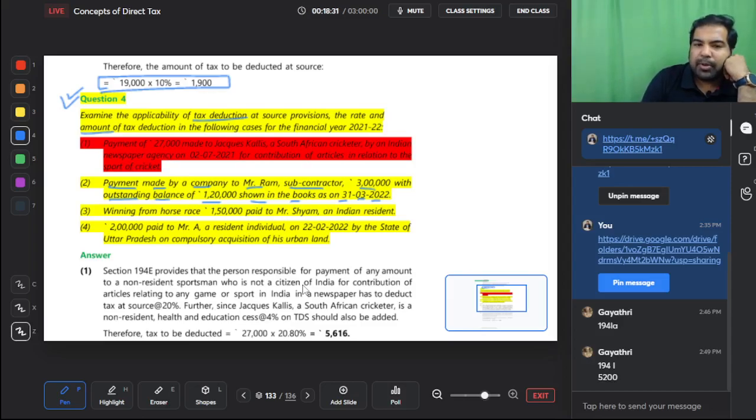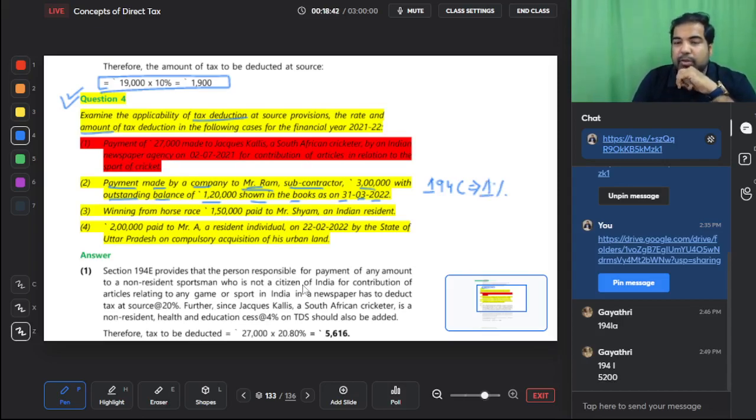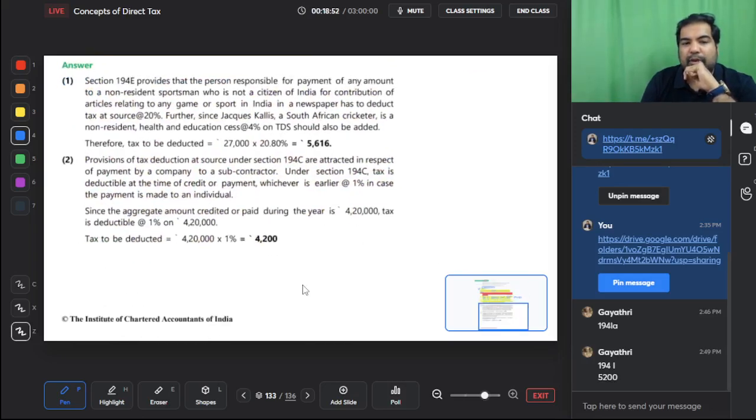Guys, you are making a payment to a contractor under 194C. This will be subject to TDS at the rate of 2%, but since he is an individual, at the rate of 1%. Now on what amount? It's on payment or credit, whichever is earlier. So amount that you paid as well as the amount that is liable to be paid. So on 4,20,000 you'll have to pay at the rate of 1%. So guys, 4,20,000 at the rate of 1%.